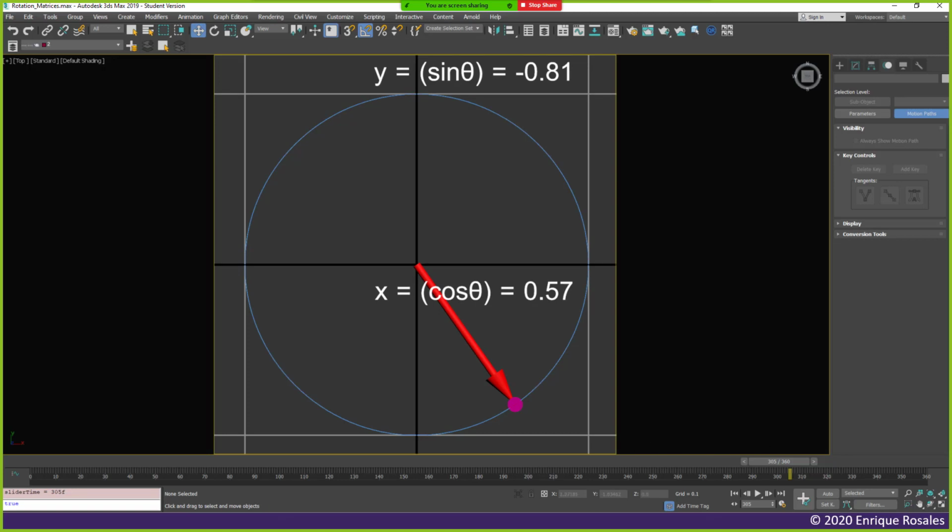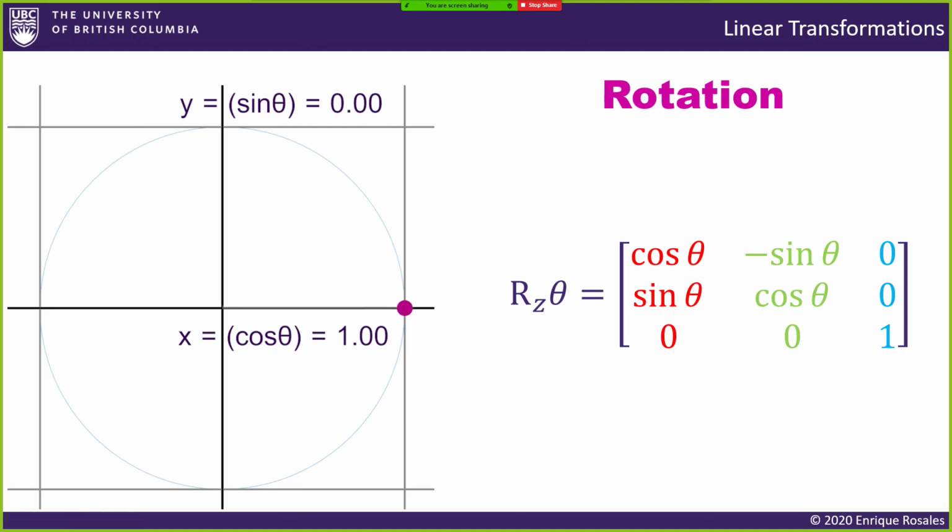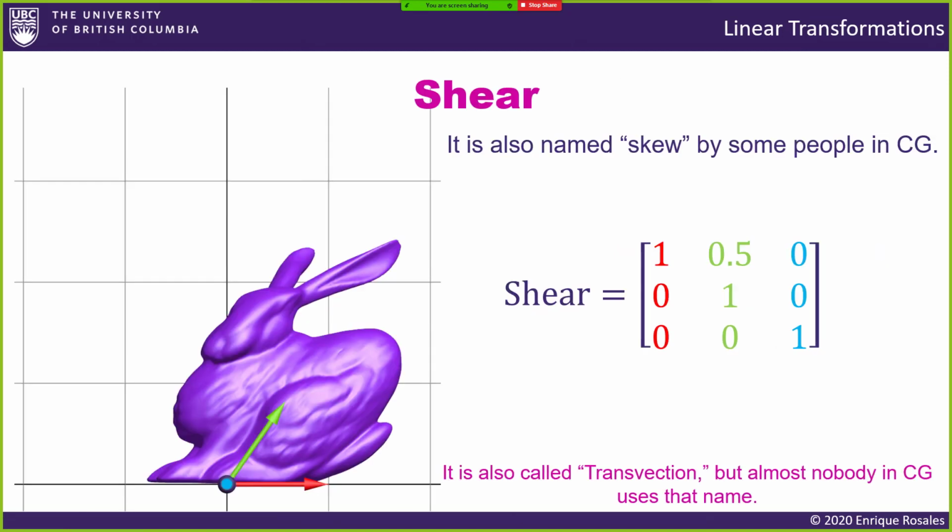Okay, so that is hopefully good already. So let's talk about another transformation called shear. This one is a bit different. It again is distorting the world and distorting the bunny. This one is also named skew by some people in computer graphics. And in some 3D packages, for example in 3ds Max, there's a modifier that applies this transformation and it's called skew.